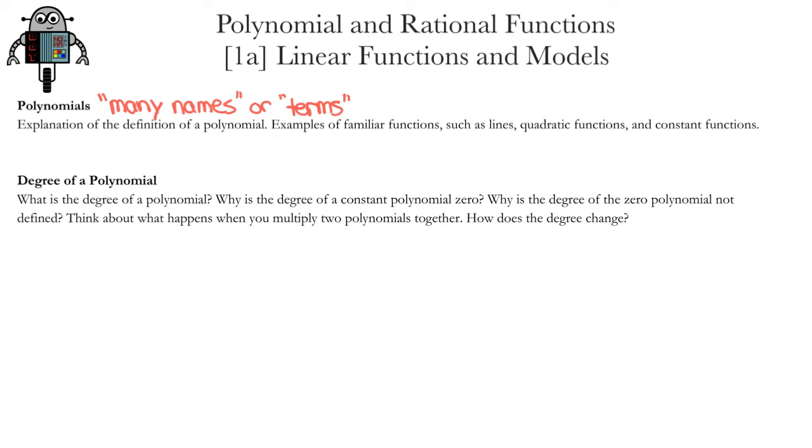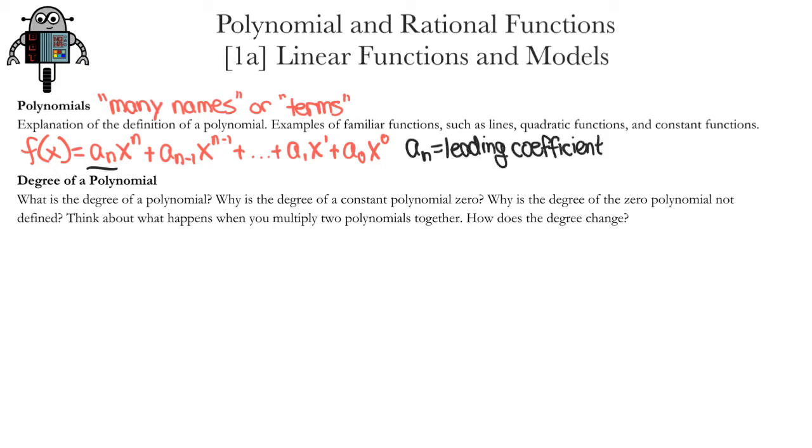So here's the standard form of a polynomial function. f of x equals a sub n, x to the n, plus a sub n minus 1 times x to the n minus 1, plus however many other terms there are. And the last two terms are a sub 1, x to the 1, plus a sub 0, x to the 0. a sub n is called the leading coefficient. It's the coefficient of the x with the largest power. In fact, the largest power, which is n, is called the degree of the polynomial.